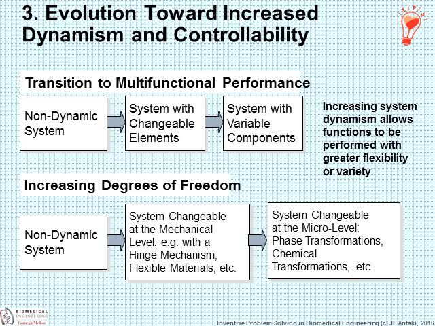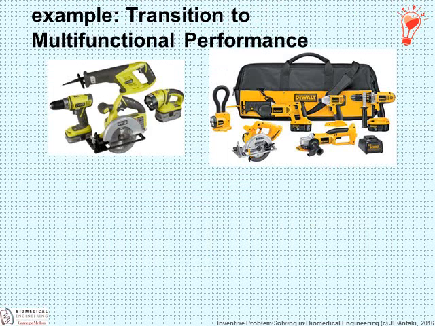flexibility or variety. In the second case, we're looking at an evolution in which the system becomes changeable at a mechanical level, like with hinges or flexible materials, etc., and then furthermore becomes changeable at a micro level, like a phase transformation or a chemical transformation, and likewise provides greater flexibility or variety. So here's an example that came to mind.